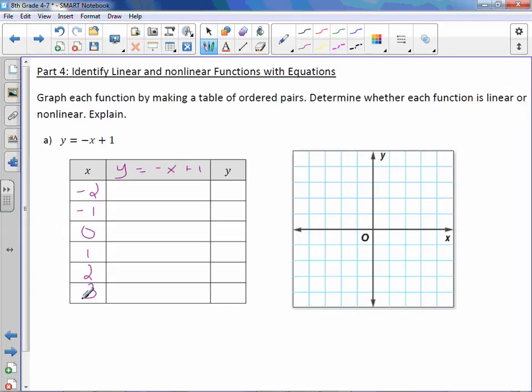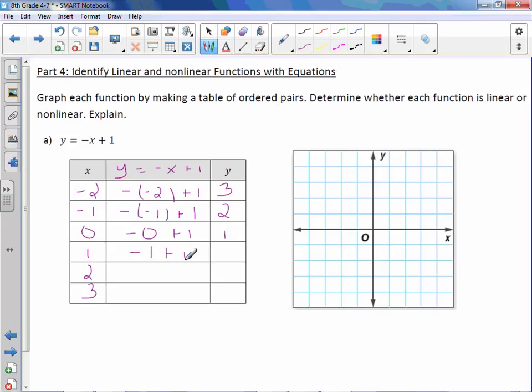Plug them in. Well, this is -2. This negative sign over here has to come down, but this number is also negative, so you will have a double negative there. Plus 1. A -(-2) is a +2. Plus 1 is 3. Plugging in -1. -(-1) is 1, plus 1 is 2. 0. -0 plus 1. You can't really have a -0, so it's really just 0 plus 1, or 1.